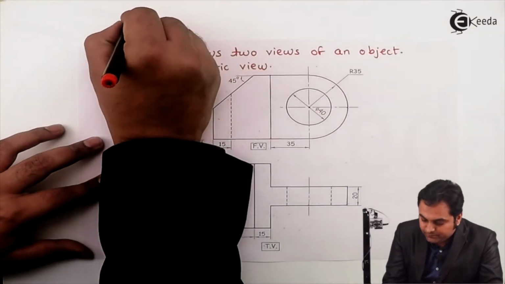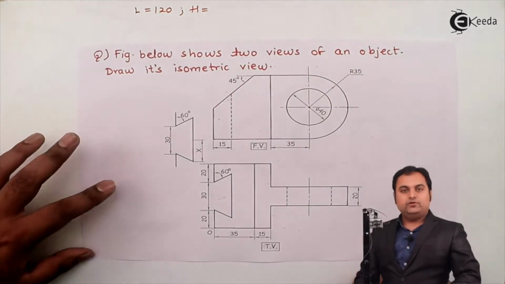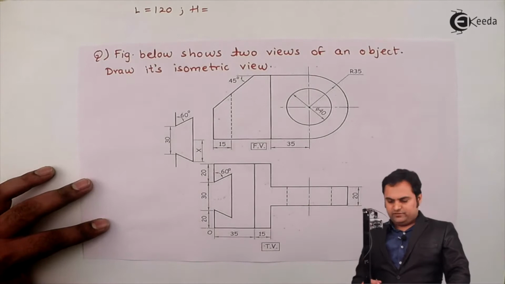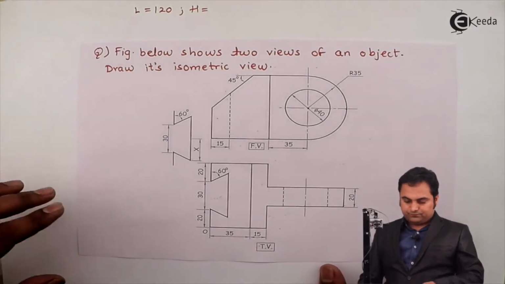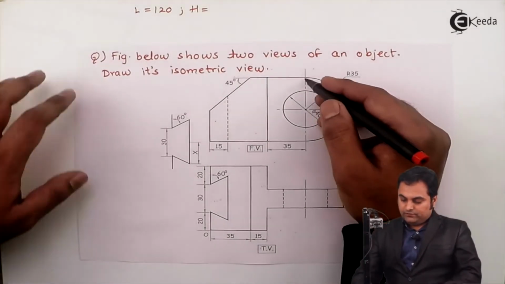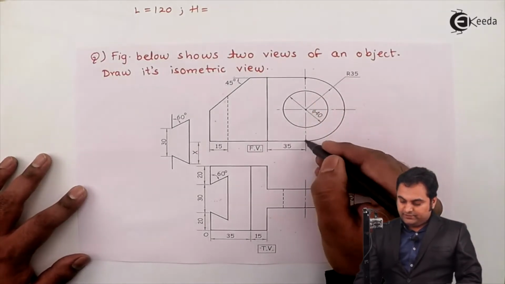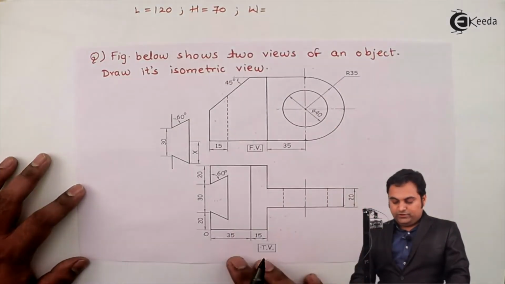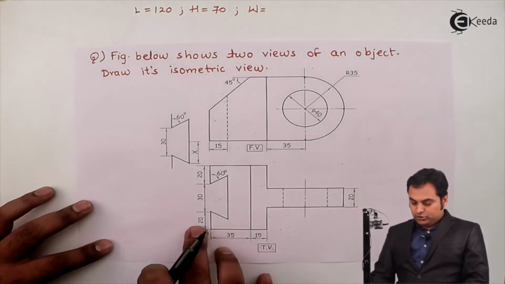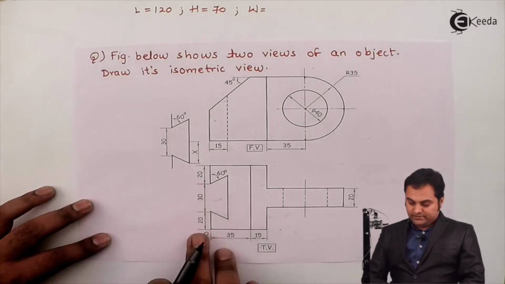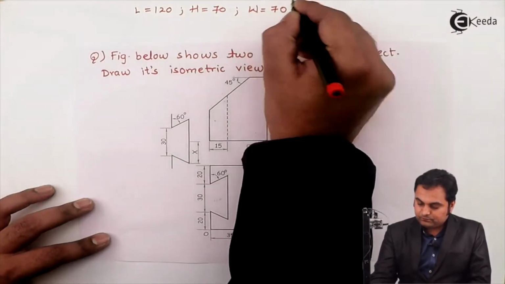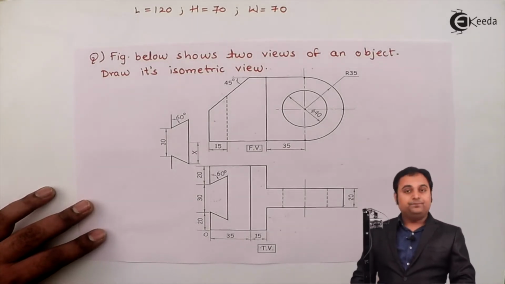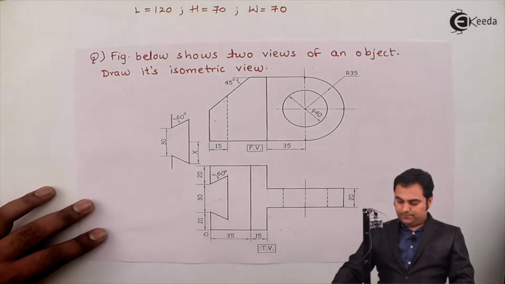which is the total length. Next, for the total height, we have to look into the front view, because in the top view height is not visible. Here the height corresponds to the diameter of the semicircle, which is 70 mm, and the total width is visible in the top view, that is 20 plus 30 plus 20, which is again 70 mm. Now once the total length, height and width of the object are known, we can start with the problem.